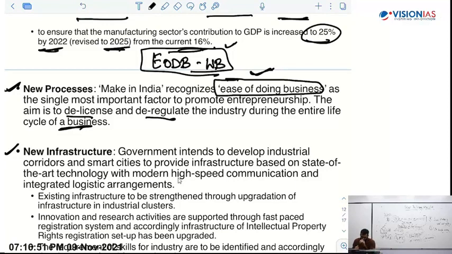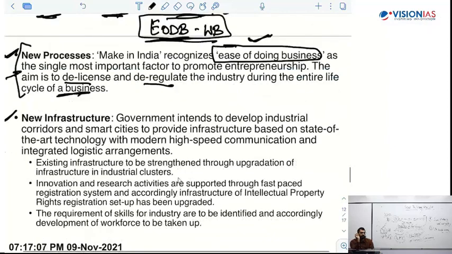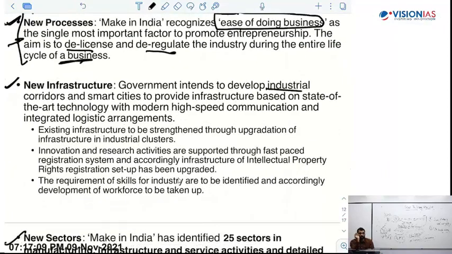New infrastructure. Now under this, develop industrial corridors and smart cities to provide infrastructure based on state of the art technology, high-speed communication, integrated logistics arrangements. I told you that one of the major costs in India is logistics costs in manufacturing and industry. 12 to 14% of GDP, this is a very big figure. This is a very big problem because it is not just adding to the cost, it's harmful for the environment, because most of our logistic movement is happening through road. Very less logistics moves through railways.